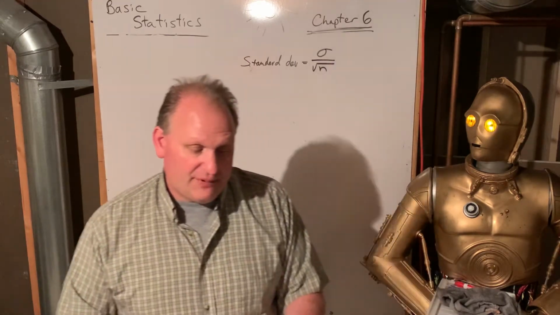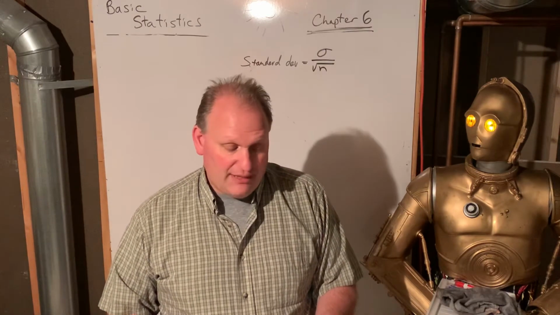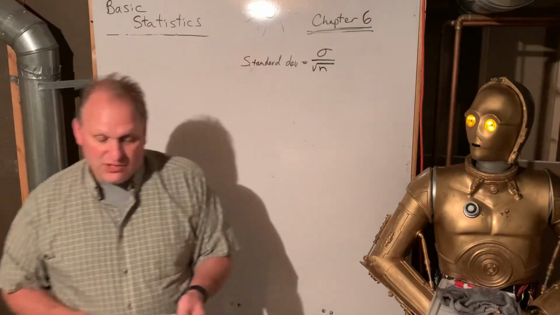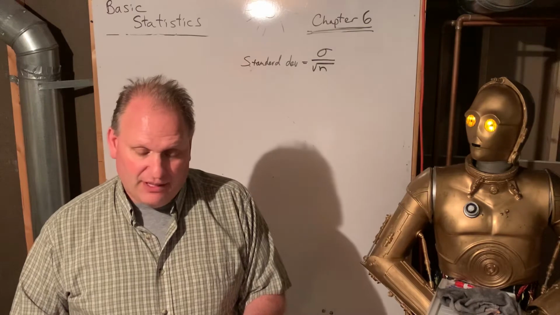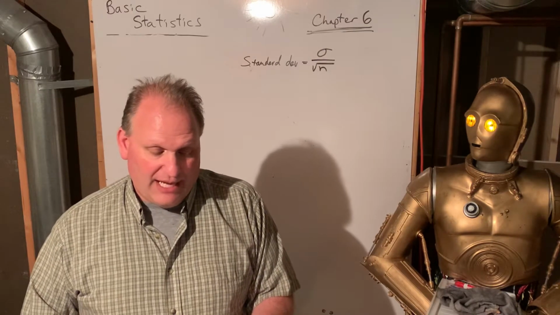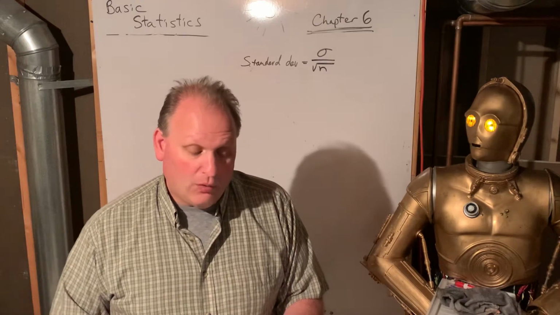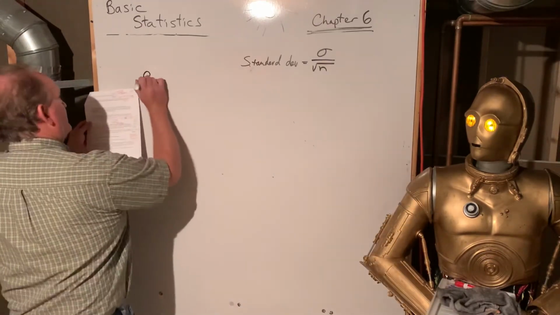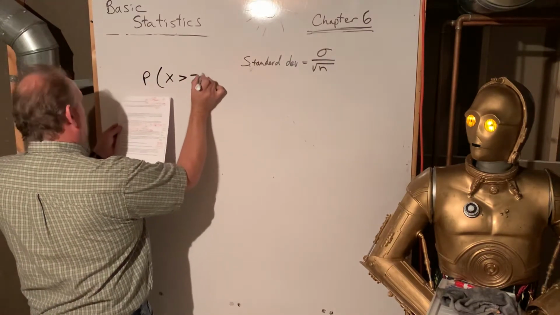Look at the example. Suppose that the general population of adult men has an average height of 70 inches, that's 5'10", with a standard deviation of 3 inches. What is the probability that a sample of 50 men will have an average of over 72 inches? Okay, so they want the probability that X is greater than 72.